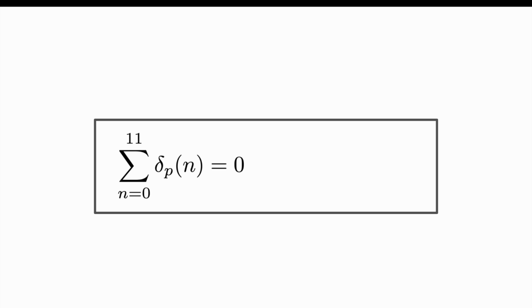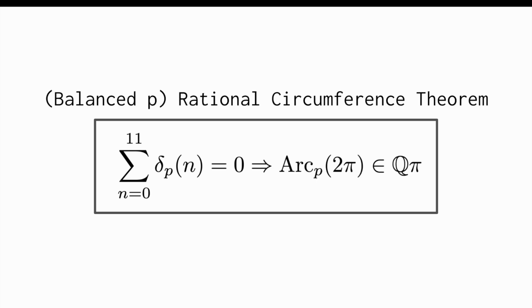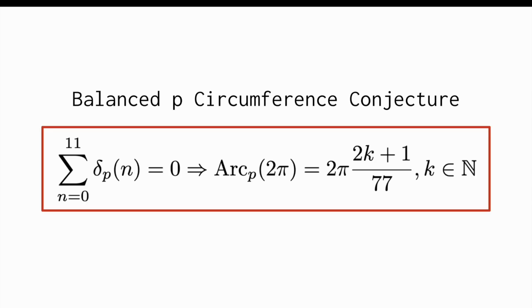I'll say it again. If you have a balanced Squircle scale, its Squircle has a circumference that is a rational multiple of pi. And through some computation, I found a pattern with these circumferences. So I pose that all balanced p Squircles have a circumference of the form 2 pi times 2k plus 1 over 77, where k is a non-negative integer. And it's also about time that I reveal some balanced p values.